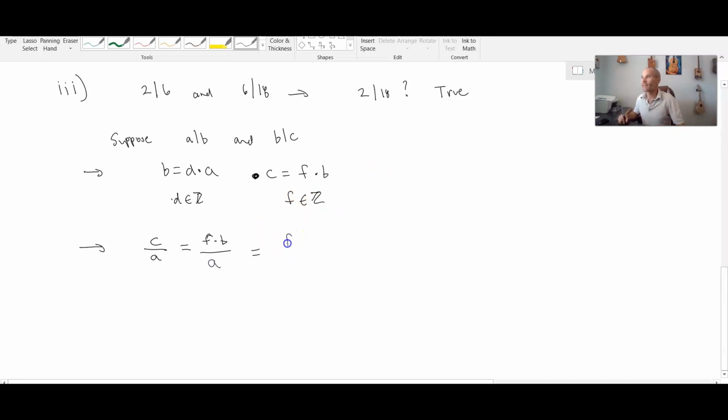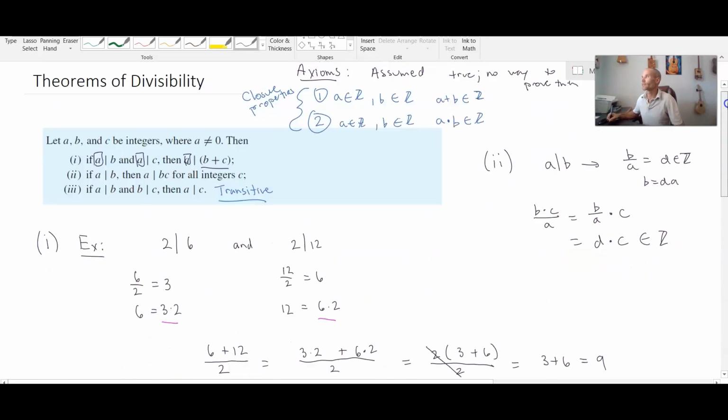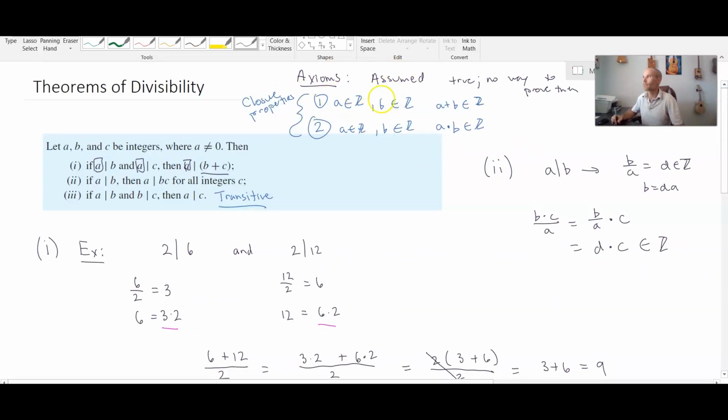So what I'm going to do here is say this is equal to F times B, where B is equal to D times A. And if I divide that by A, and I know that A is not equal to 0, I can see that those two elements cancel out. And I'm left with the product F times D, neither of which is guaranteed to be non-zero. One of these could be 0, or they could both be 0 in some cases. Then this clearly is an element of the integers by the closure property of multiplication that we established up top, right up here in the axioms.